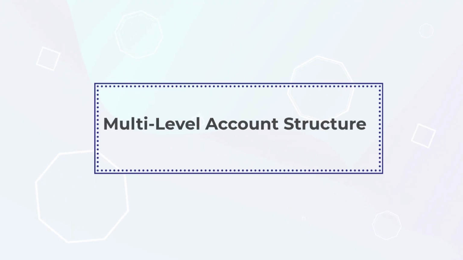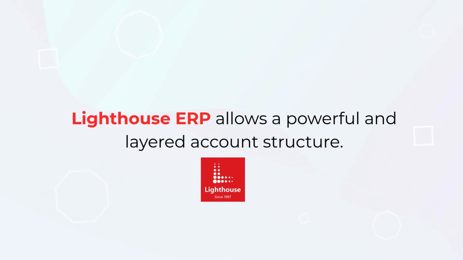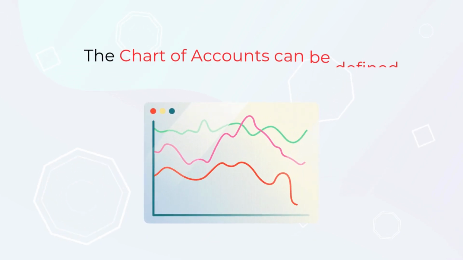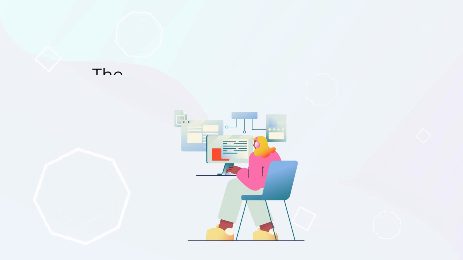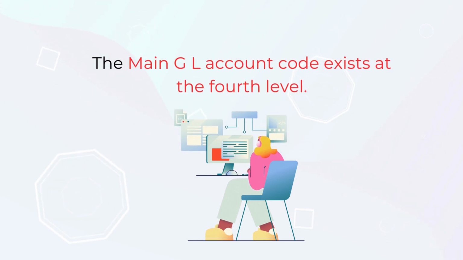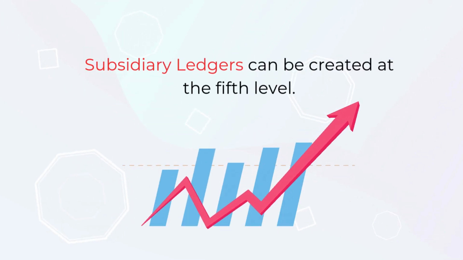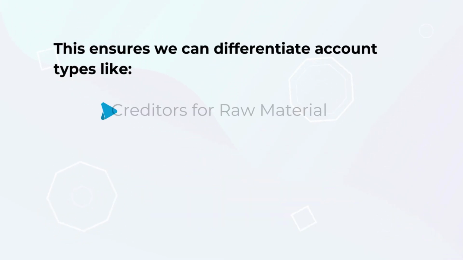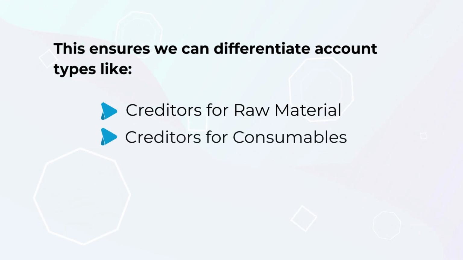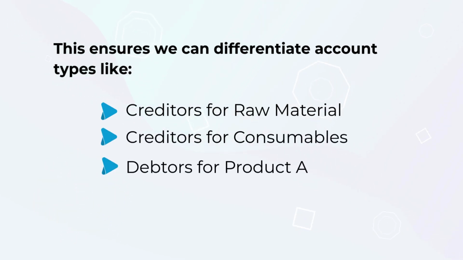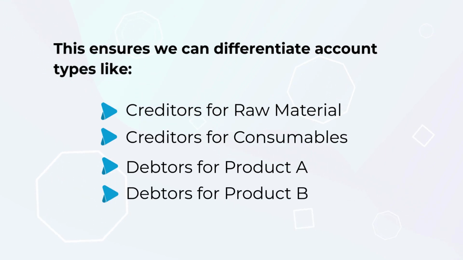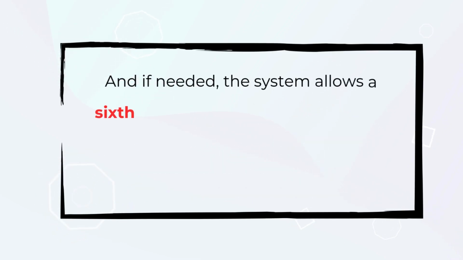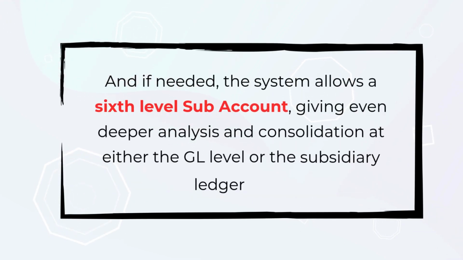Multi-level account structure. Lighthouse ERP allows a powerful and layered account structure. The chart of accounts can be defined up to 4 levels. The main GL account code exists at the 4th level. Subsidiary ledgers can be created at the 5th level. This ensures we can differentiate account types like creditors for raw material, creditors for consumables, debtors for product A, debtors for product B. And if needed, the system allows a 6th level sub-account, giving even deeper analysis and consolidation at either the GL level or the subsidiary ledger level.